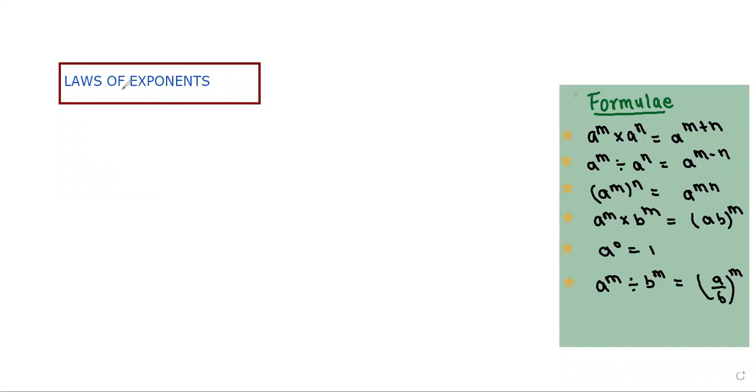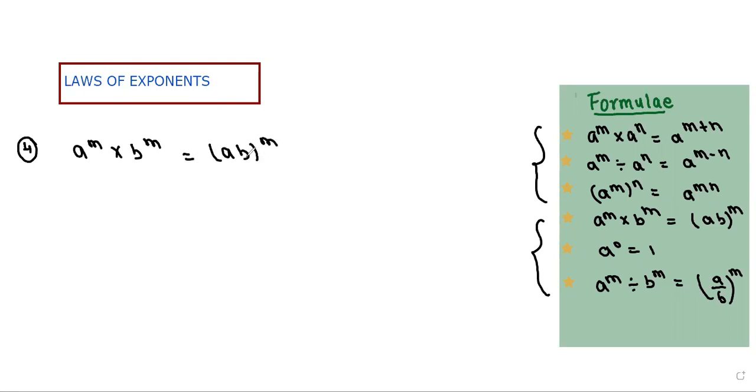So today we have the topic laws of exponents, and in the last video we have already discussed the first three properties. In this video we are going to talk about the last three. As you can see, the fourth property is a raised to m into b raised to m is equal to ab raised to m. Let us understand this property using an example.